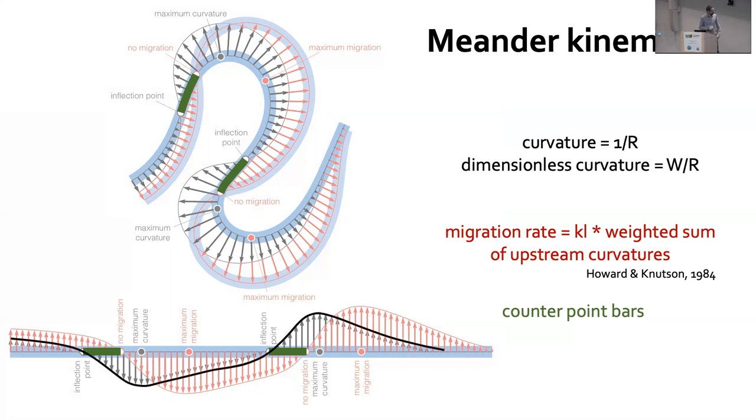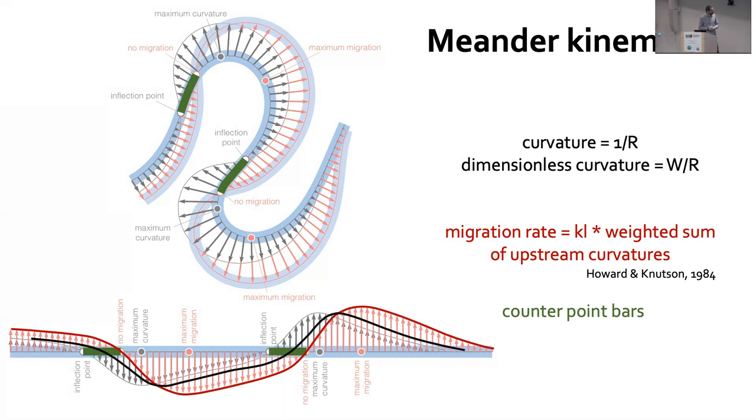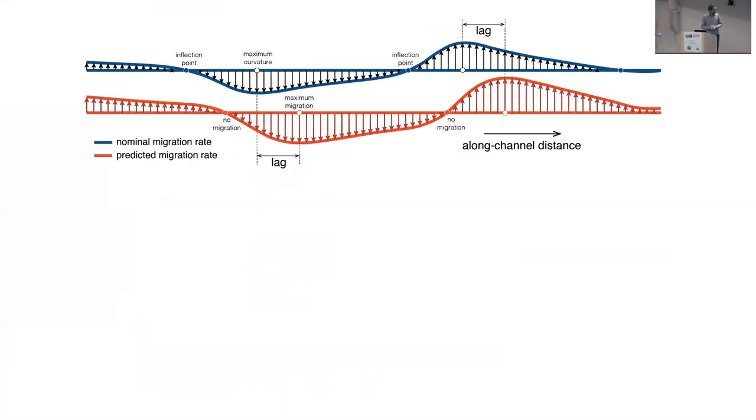Also, we can think about how to compare curvature and migration rate. Those are the two curves. If we really want to predict migration rate from curvature, then we should take into account that there is a phase shift. It's not that complicated. So just to illustrate that point further, here are again those two curves. This comes from Alan Howard. Nominal migration rate is just a version of curvature, so that it has the dimensions of migration rate.